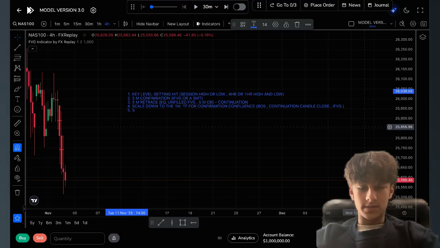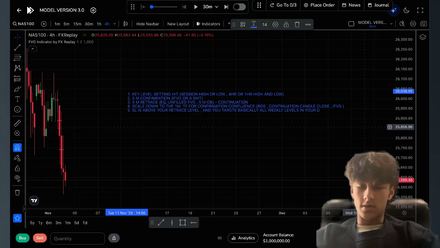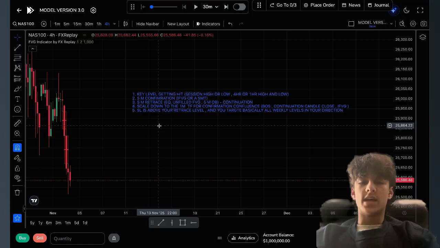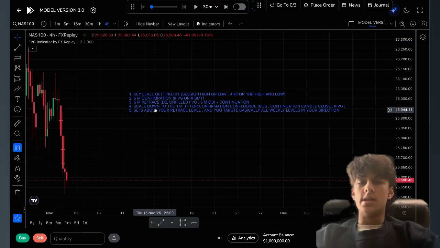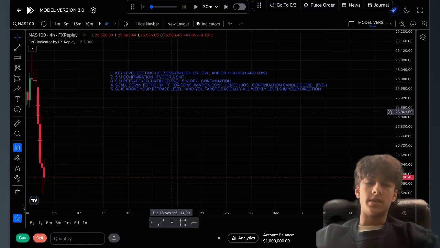Then step five is your stop loss above your retrace level, and you target basically all weekly levels in your direction. I know it seems a little confusing at first, but once you go through a couple examples, it'll make sense. So say we retrace into a 5 minute equilibrium of a candle, then your stop loss would be above that, and you're targeting lots of lows or highs in your direction.